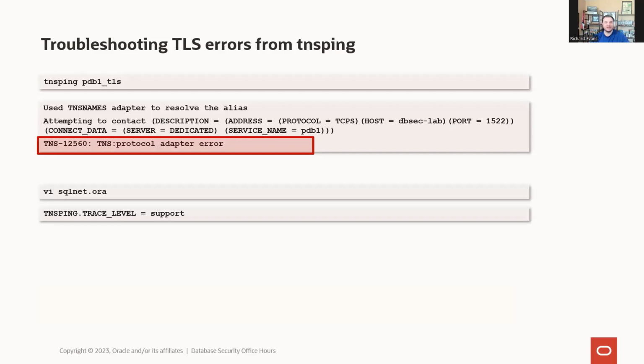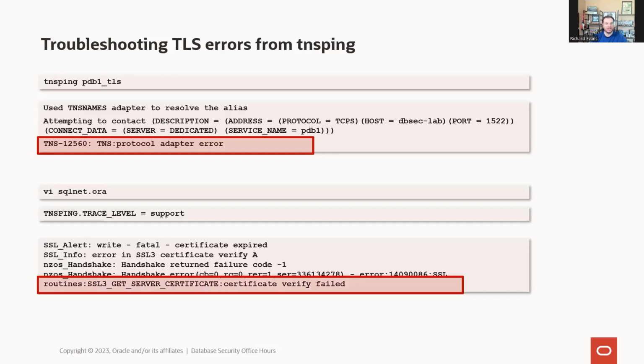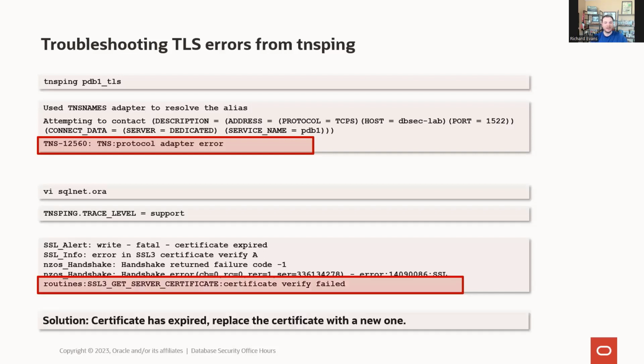But if we set the SQLNET.ORA and we set this TNS ping trace level to support, then we can take a look here and see that we've got a certificate verify failed. So maybe that certificate is expired. We need to replace it with a new one. So you can look in that trace file and get an idea of what's going on within your environment.